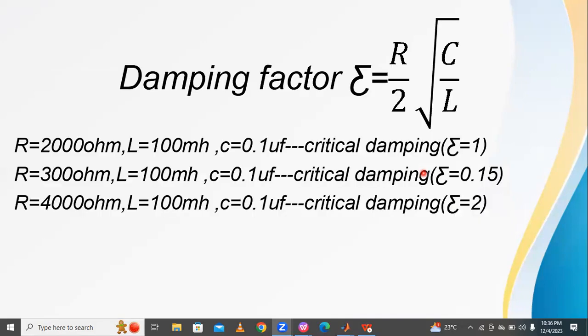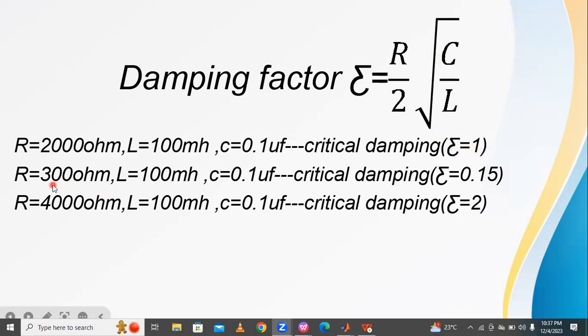We know that the damping factor zeta is equal to R by 2 into root C by L. By substituting the values of R, L, C in this equation, we will get different types of dampings. So R is equal to 2000 ohms, L is equal to 100 millihenry, C is equal to 0.1 microfarad. That is called a critical damping system. Zeta, the damping factor, is equal to 1.